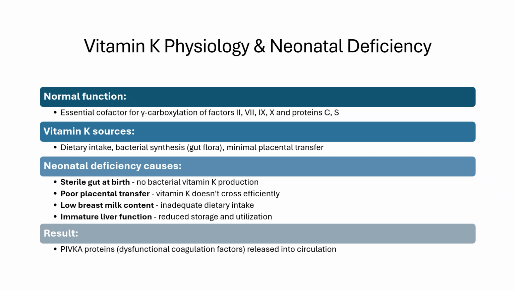Vitamin K deficiency represents one of the most preventable causes of catastrophic bleeding in newborns. As neonatal practitioners, understanding its physiology helps us recognize why every newborn needs prophylaxis. Vitamin K serves as an essential cofactor for synthesizing clotting factors 2, 7, 9, and 10, plus proteins C and S. Without adequate vitamin K, these factors remain inactive, creating a dangerous coagulopathy.